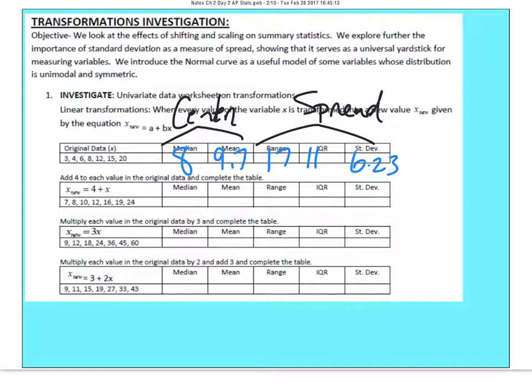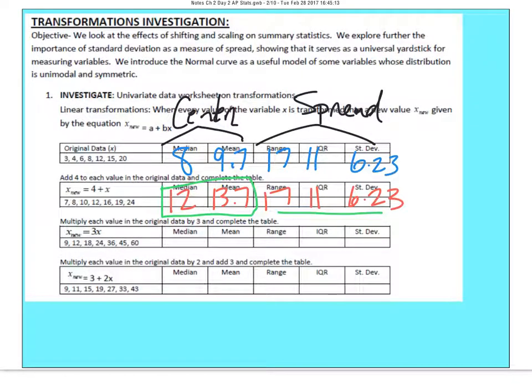So let's take a look at what happens. Let's take each piece of data that we had above and add 4 to that. So 3 goes to 7, 4 goes to 8, and so forth. Let's recompute the statistics. I will tell you the median goes to 12, the mean is 13.7, the range stays 17, IQR is 11, and the standard deviation is 6.23. So clearly what we're seeing here is that our measures of center have changed, spread did not. Okay, what if we take this same data up here, and now we multiply them all by 3?